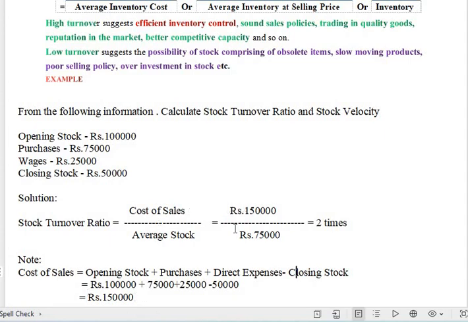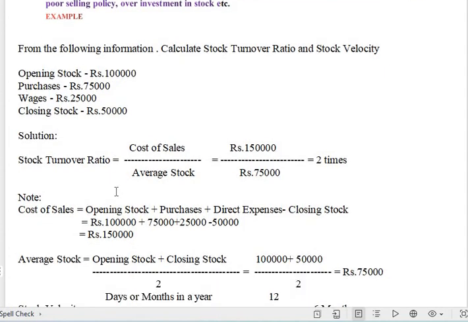I am substituting that here. Then we have to compute the average stock. How do you compute average stock? Whenever the opening and closing stock are given, add them and divide by 2. So opening stock 1 lakh and closing stock 50,000, added together and divided by 2: 1 lakh plus 50,000 is 1 lakh 50,000, divided by 2 gives 75,000. I substitute 75,000 here. 1 lakh 50,000 divided by 75,000 gives 2 times.